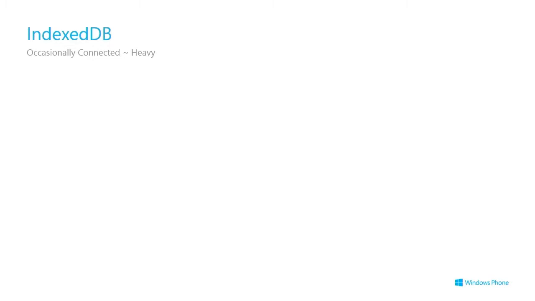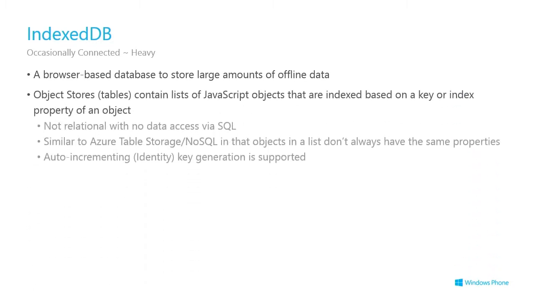IndexedDB. So I talked about a lightweight name value pair database. If you need more storage, then we have IndexedDB. So it's object stores that are indexable, which is great stuff. If you've worked with Azure Table Storage or some other NoSQL databases out there, this will be very familiar to you. We also support identity columns, basically auto-incrementing keys locally.